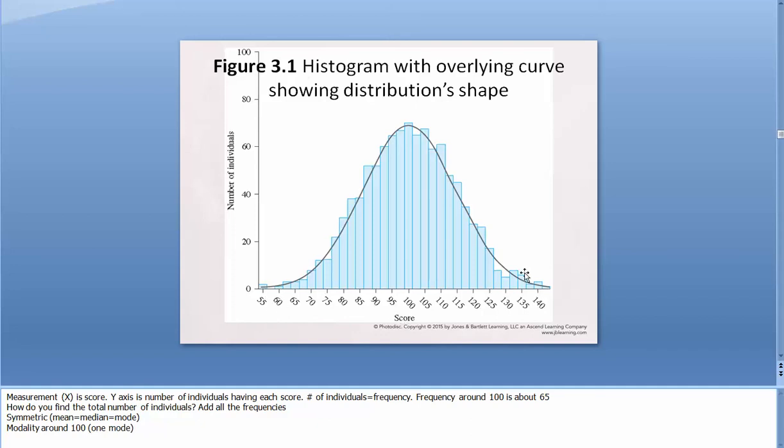So you have the data going from 55 to a little bit over 140. And then on the y-axis, they have figured out the number of individuals scoring in each particular range of the score, okay? Now, another technical term here: the number of individuals would be the frequency. Frequency means the count, okay?